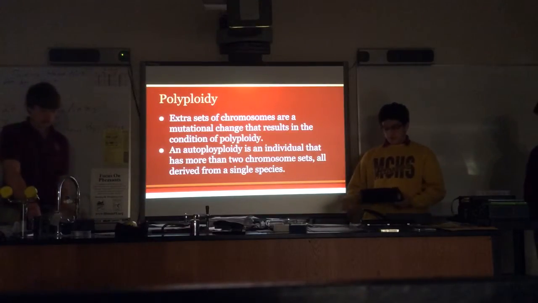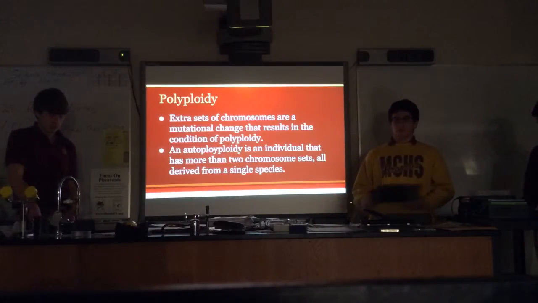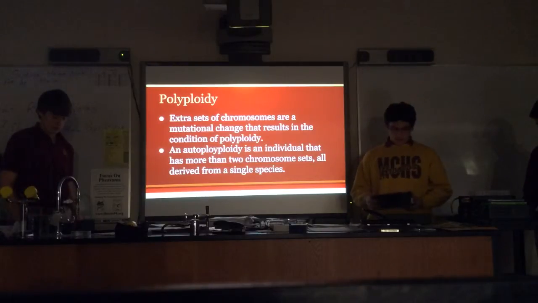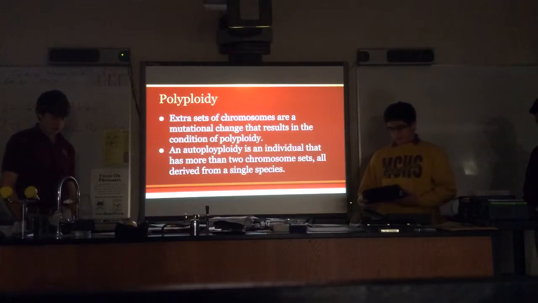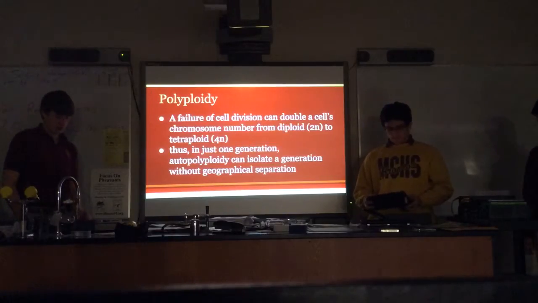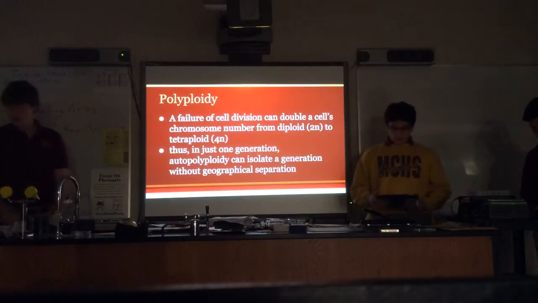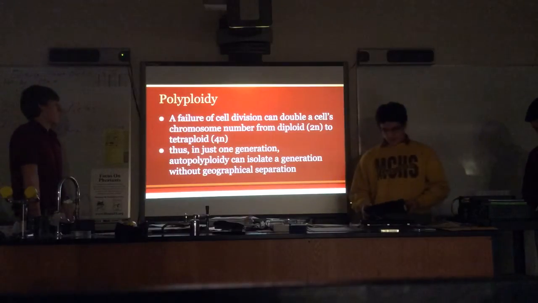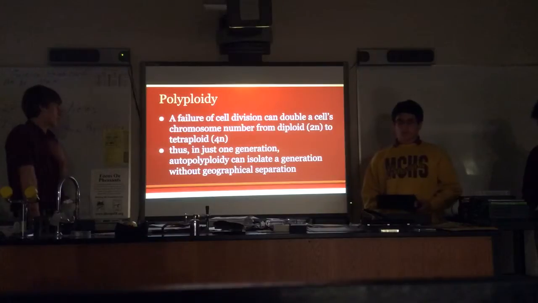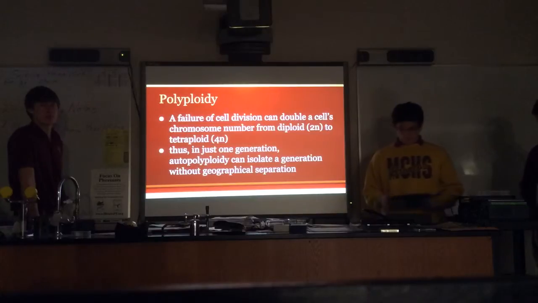So extra sets of chromosomes that are mutational changes result in polyploidy, and we've gone over that in past chapters. But an autopolyploidy is an individual that has more than 2 chromosome sets that are all derived from a single species. So failure in cell division can double a cell's chromosome number, so it can go from a diploid to a tetraploid, so 2n to 4n. And this means that in just one generation, autopolyploidy can isolate a generation without actual geographic separation.